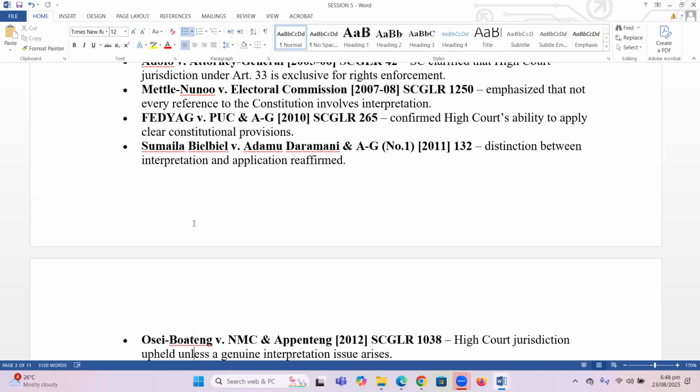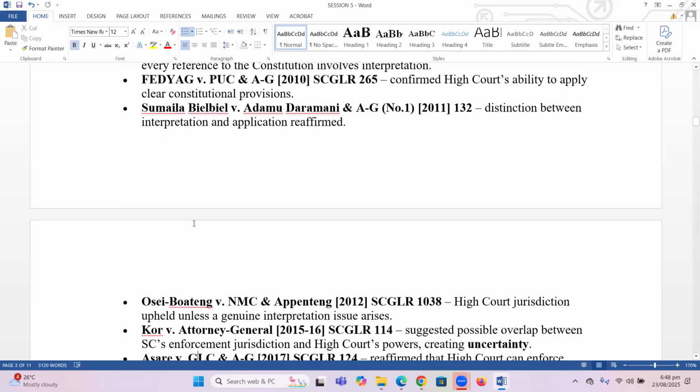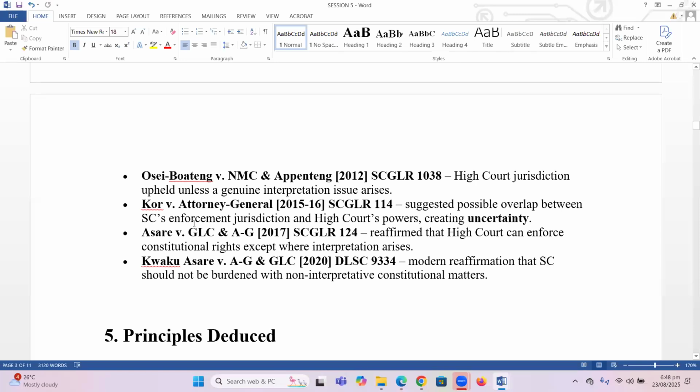And that is why these decisions are very important. Again, if you look at the FEDIAC against the Queen's Attorney General, it also confirmed the High Court's power to apply clear constitutional provision. And then the distinction between interpretation and application was also emphasized again in Sumali Belba against Adamu Dramani and the Attorney General. Now, Court versus Attorney General Noboko is very interesting because the Supreme Court made a departure from its decision in Osei Boateng's case and held that the interpretive jurisdiction of the Supreme Court is a conspicuously different item of jurisdiction as distinct from the court's enforcement jurisdiction.